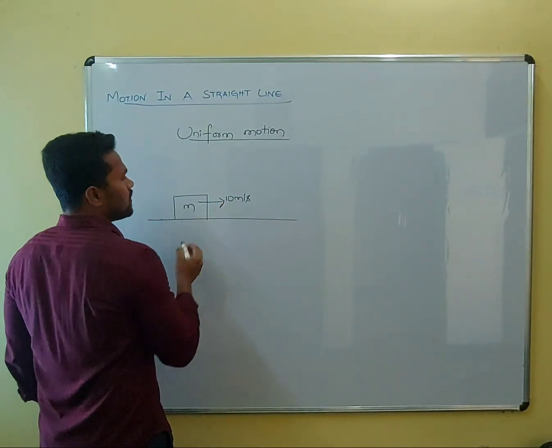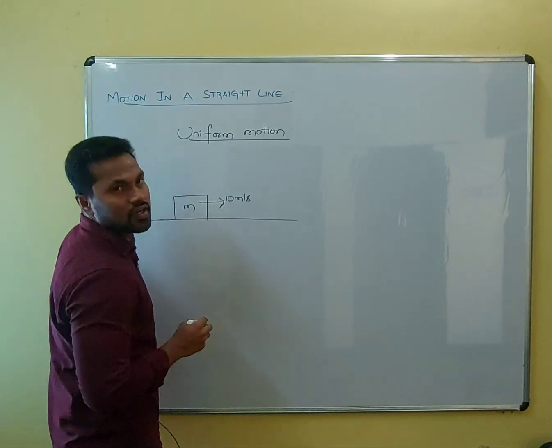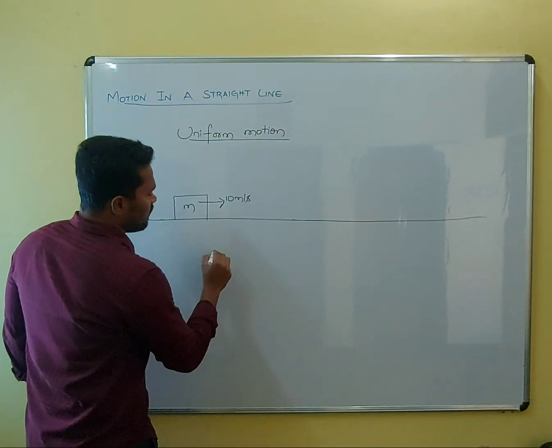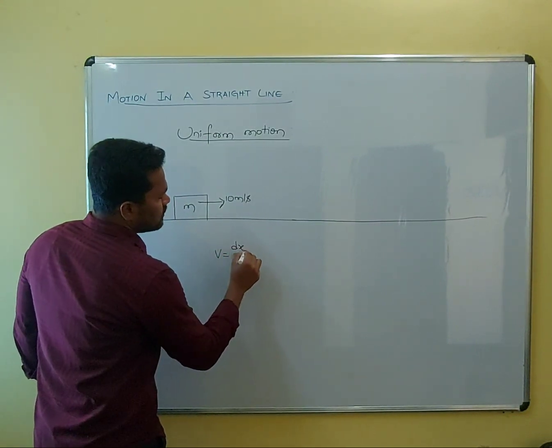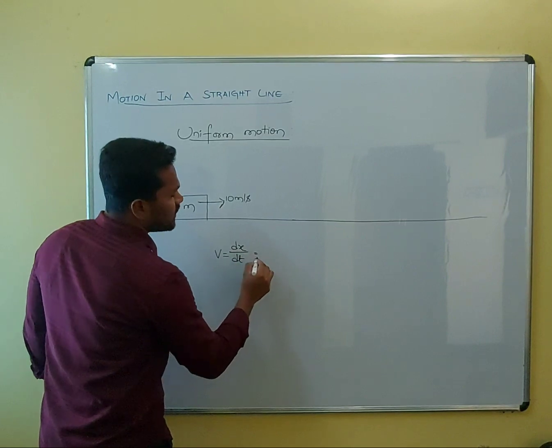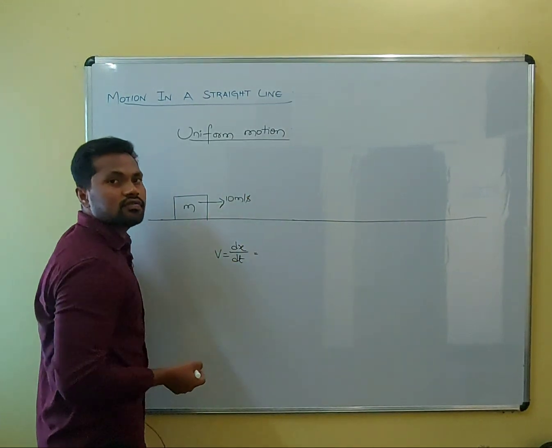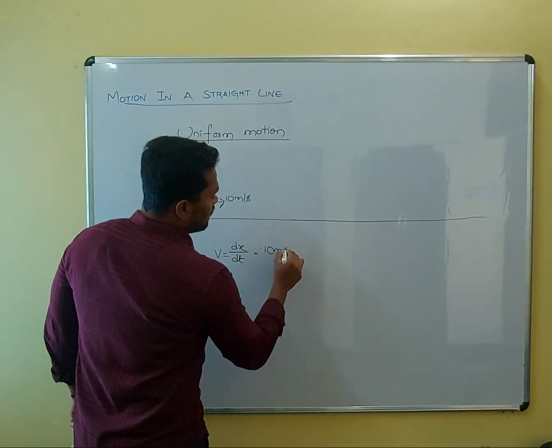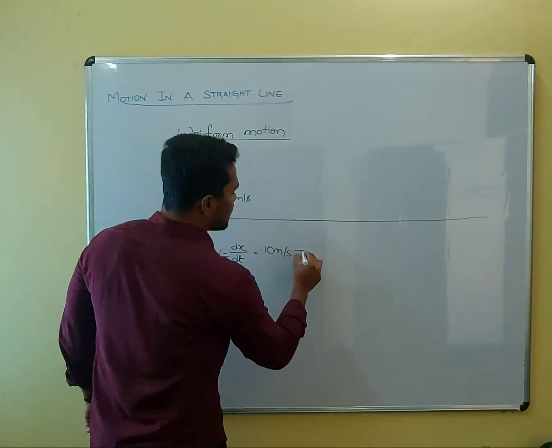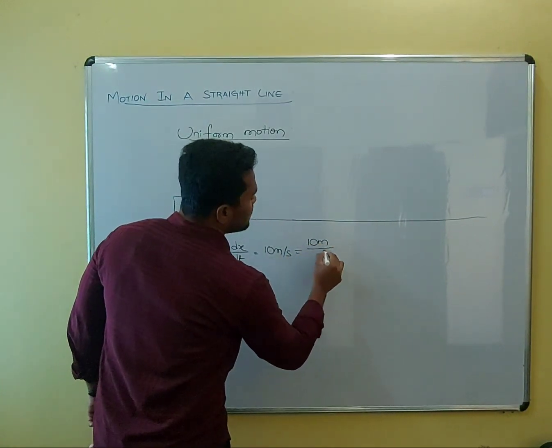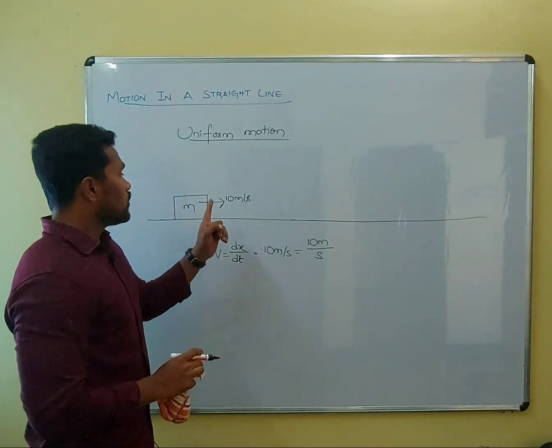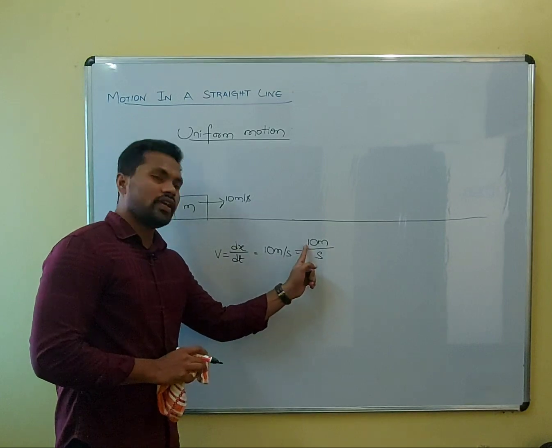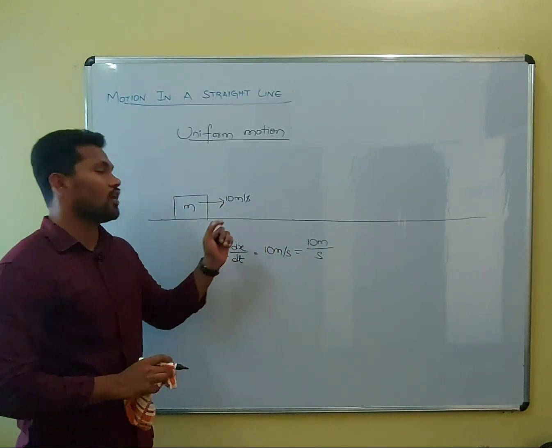Let me consider this object initially moving with a velocity of 10 meters per second. What is the meaning of velocity? The general meaning of velocity: velocity is defined as the rate of change of displacement, dx by dt. Otherwise, change in position with respect to time. What value have they given? 10 meters per second. Here velocity is positive, which means the object is displaced by 10 meters for every 1 second. That is the meaning of constant velocity.